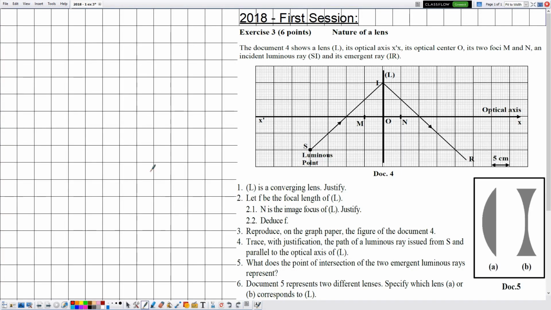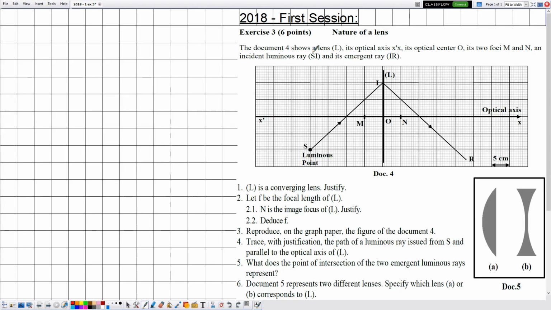Okay, hello everyone, in a new video. In this one we are going to solve an exercise related to optics and the chapters of lenses and formation of images. This exercise was a previous one in the brevet exams in 2018, first session, third exercise. The title of this exercise is Nature of a Lens.